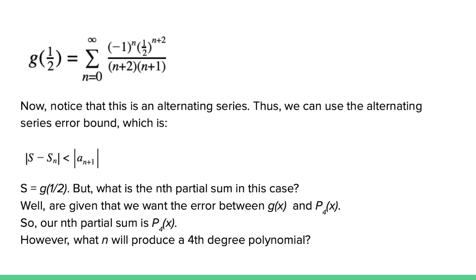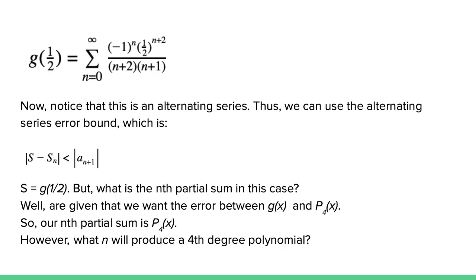Because we're finding the nth degree Taylor polynomial for g evaluated at x equals half, we can plug in half into the summation. Notice that this is an alternating series, so we can use the alternating series error bound, which is the absolute value of the sum minus the nth partial sum is less than the (n plus 1)th term of the sequence. Obviously, S equals g of 1/2, but what is the nth partial sum in this case? We are given that we want to find the error between g of x and the 4th degree Taylor polynomial, so our nth partial sum is the 4th degree polynomial.